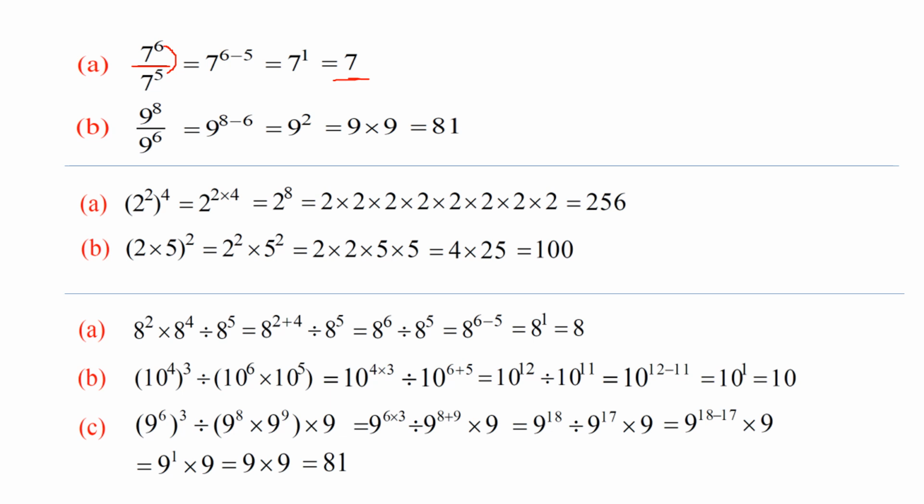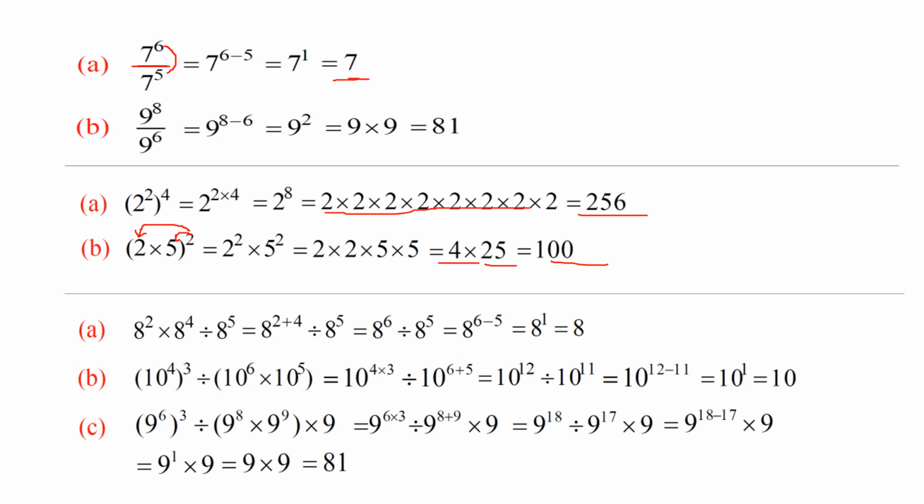And here we have two numbers on the power, so they can be multiplied together. So 2 times 4 is 8. So 2 power 8, we already discussed this. The value is 256. And 2 times 5, the whole power 2. For this case, the power will go to both bases, 2 and 5. So this will become 2 power 2, which is 4, and 5 power 2 is 25. When you multiply them, it gives 100.